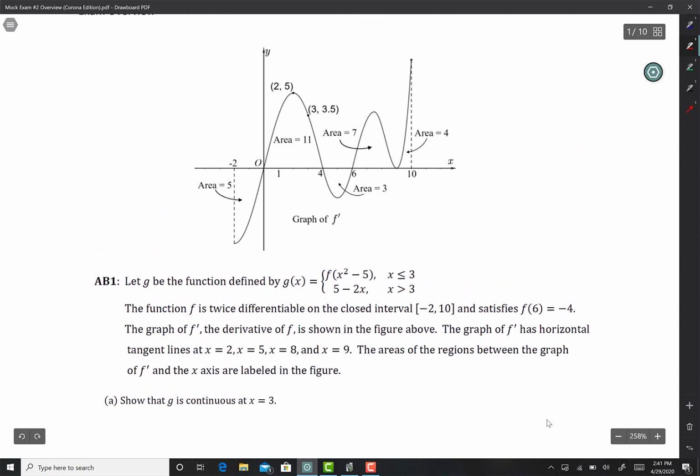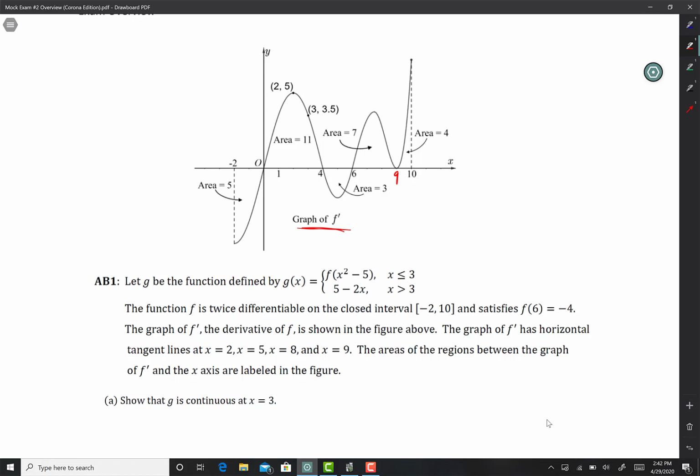So before I start, I recognize that I have the graph of f prime, and I have regions of areas. So 5, 11, 7, 3, and 4. And this number here is 9. Okay, let's read this question here. Let g be the function defined by g of x equals, and it's a piecewise function, f of x squared minus 5 for x less than or equal to 3. We don't have that. That's f prime. And 5 minus 2x for x greater than 3. So that's what g of x is.